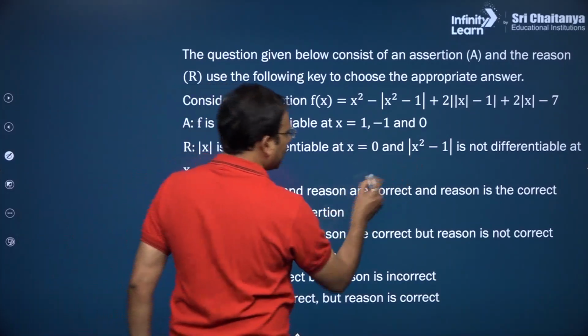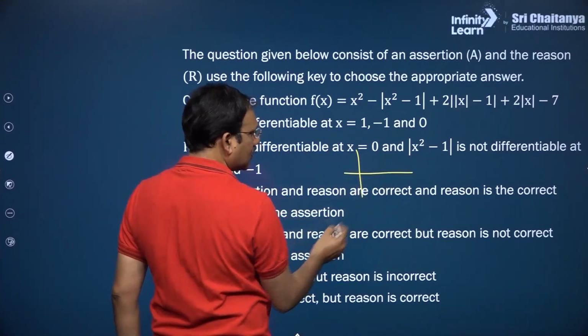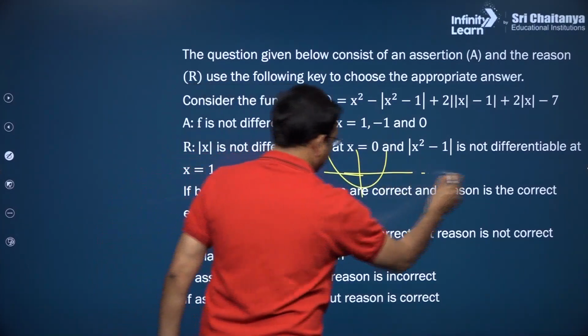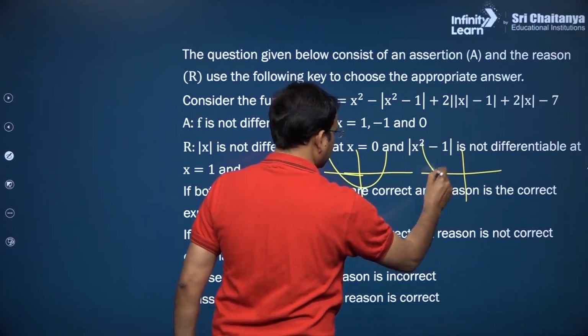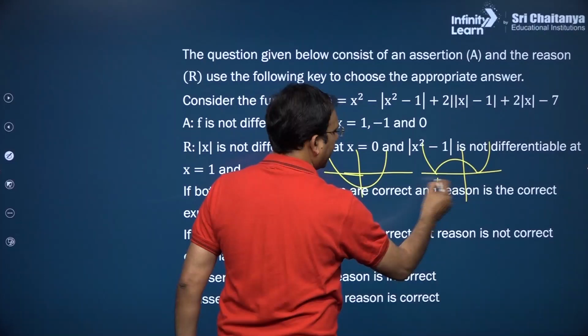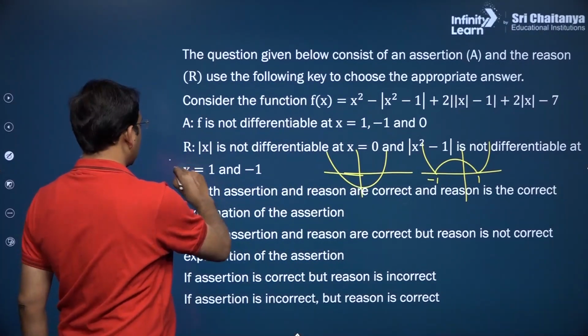Next, my dear friends, you just simplify this function. It is very clear that the graph of mod x square minus 1 will be, you see x square is this, x square minus 1 means it comes down by 1 unit. If you apply modulus, the graph comes like this. Undoubtedly at minus 1 and 1 the function is not differentiable. So statement 2 is correct.